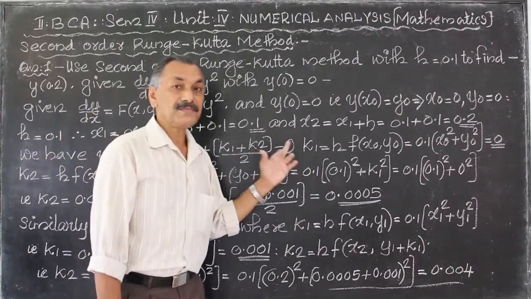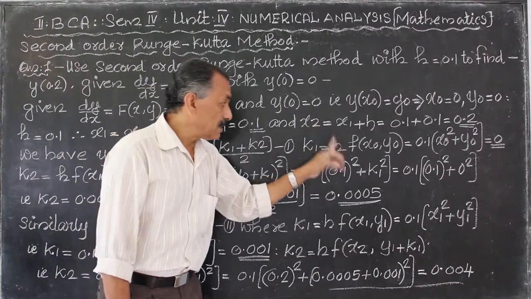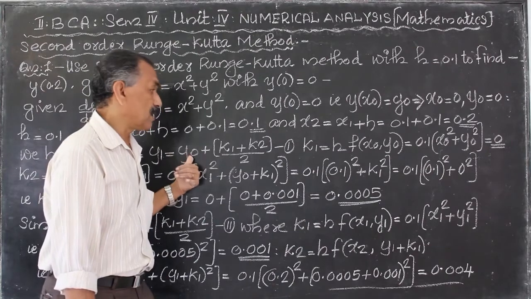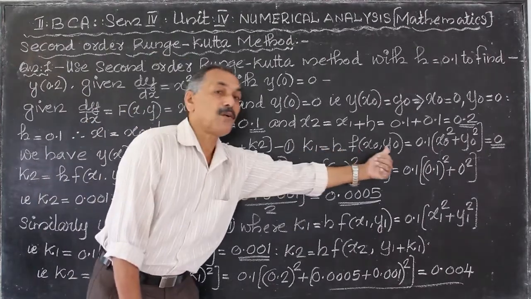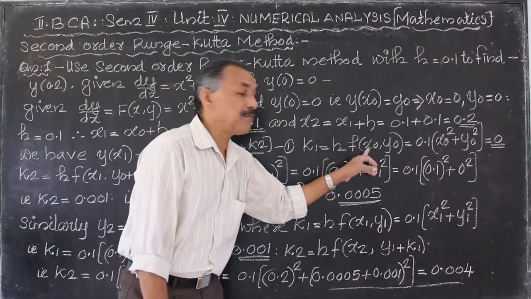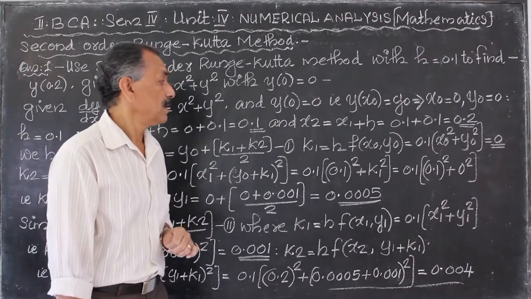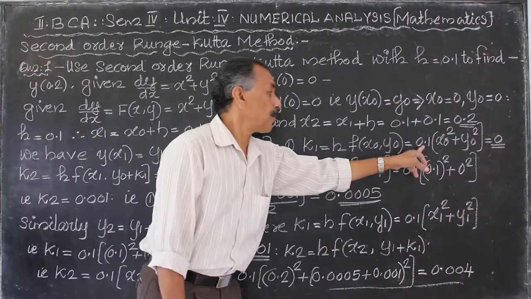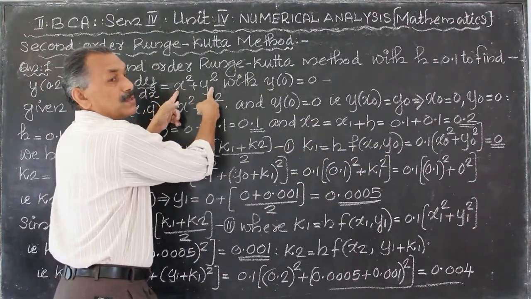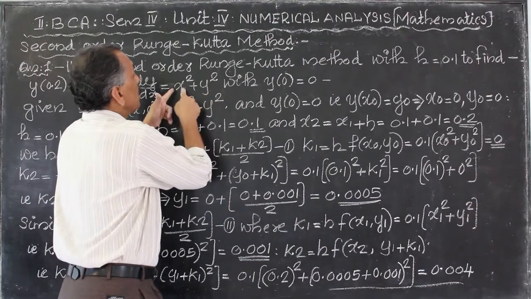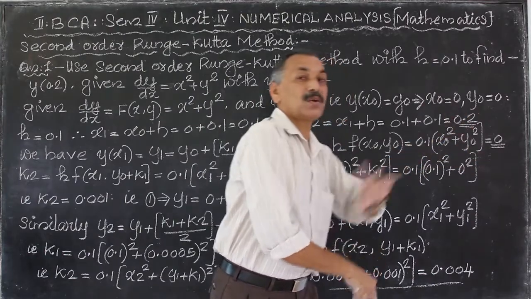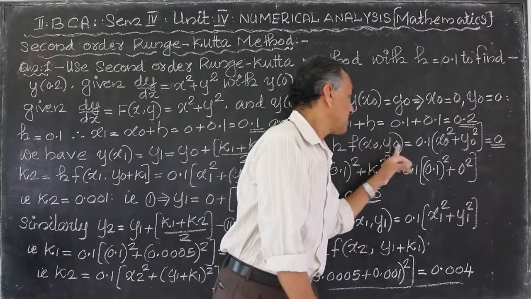Then what is k1 here? In the case of y1, k1 is equal to h into f of x0, y0. For y2, k1 is equal to h into f of x1, y1. For y3, k1 is equal to h into f of x2, y2. That is k1 is equal to 0.1 into f of x0, y0. We have f of x, y equal to x square plus y square, therefore f of x0, y0 is x0 square plus y0 square.